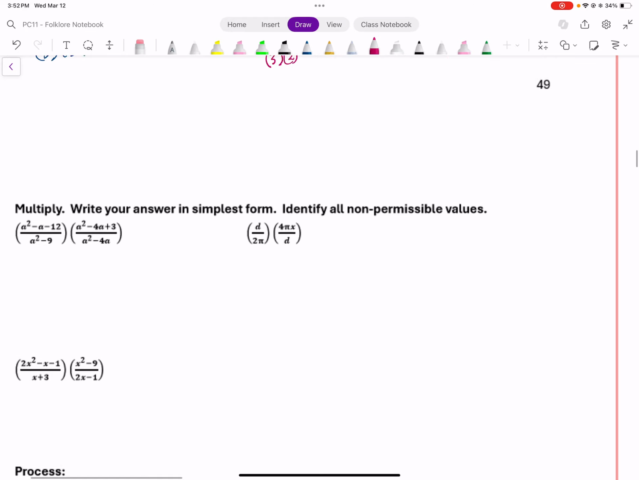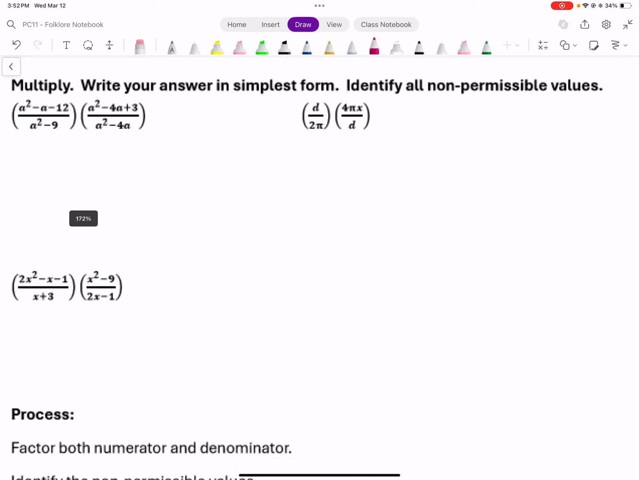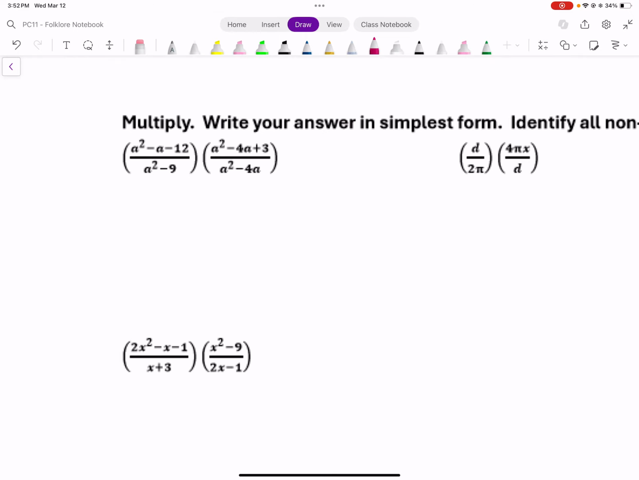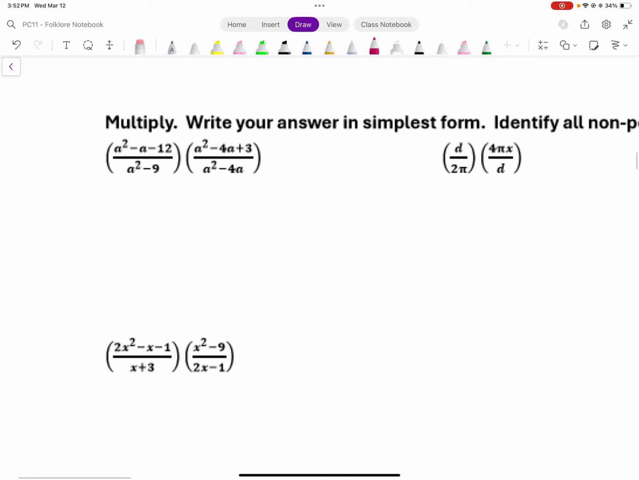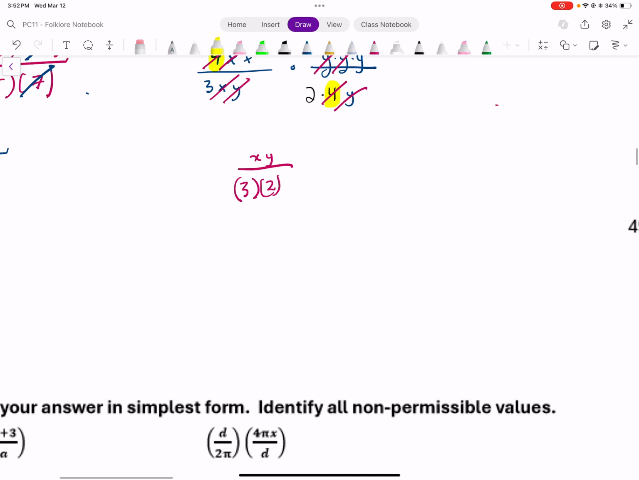So maybe let's multiply, and we are going to state our answer in simplest form. We're going to identify all non-permissible values. By the way, I forgot to put my non-permissible values for the previous question, so let me go back. So x cannot be equal to 0 and y cannot be equal to 0, there and right there. You can't have any denominators that are equal to 0, so those are the values.